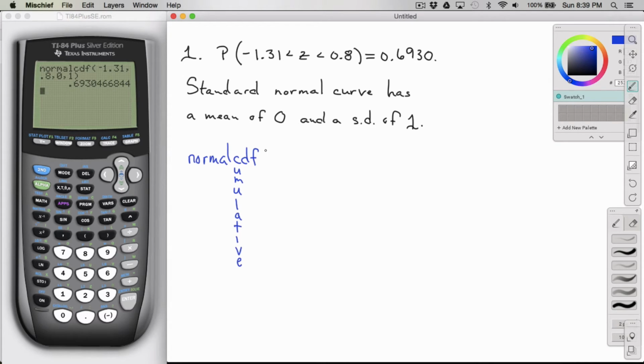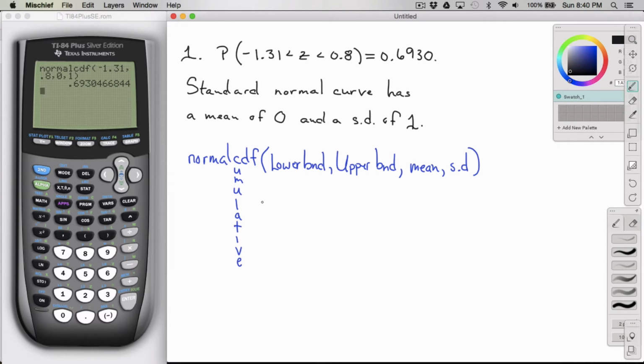Okay, so normal CDF, parenthesis, we're going to have your lower bound, comma, and the comma matters, upper bound, comma, the mean, comma, the standard deviation, and then you need to close that with a parenthesis. All of this matters. Without it, the calculator may not give you the correct answer. Now, let's try another problem. This time, there's really 3 cases that we need to worry about.